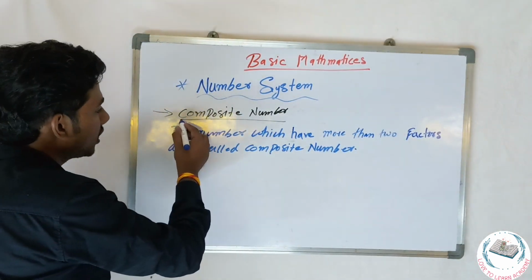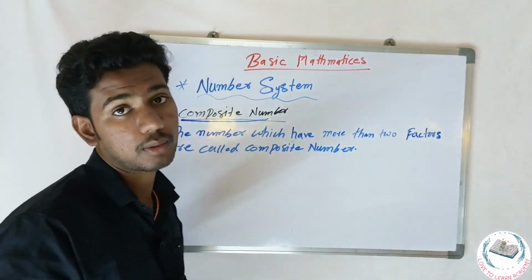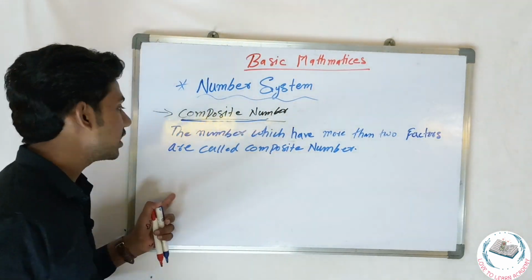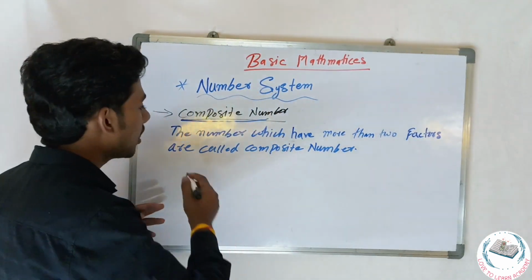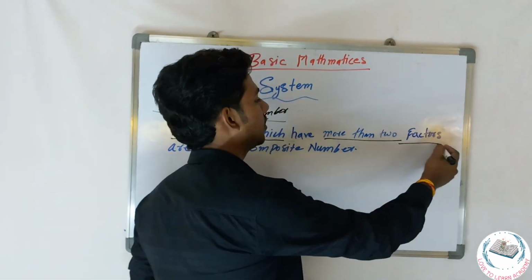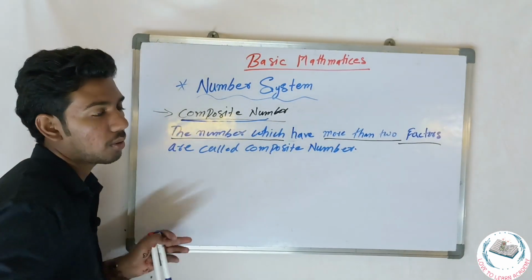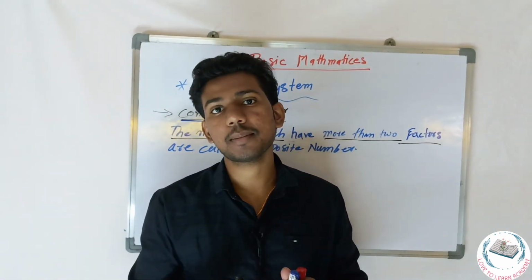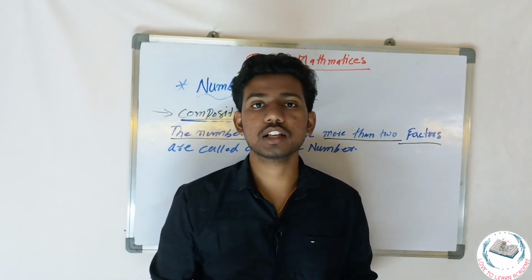So what does composite number mean? I hope you know about composite numbers, or if you don't know then listen here. Actually, a composite number is a number which has more than 2 factors. In general language, a number which has more than 2 factors is known as a composite number.